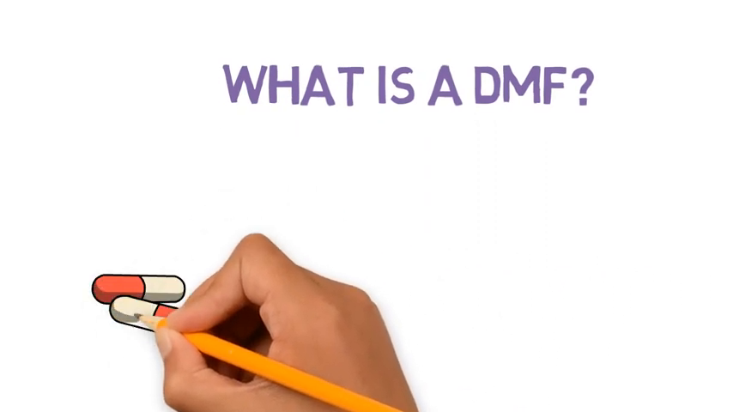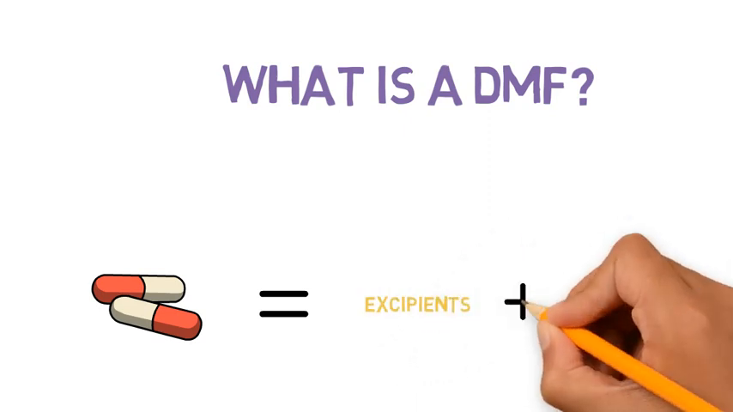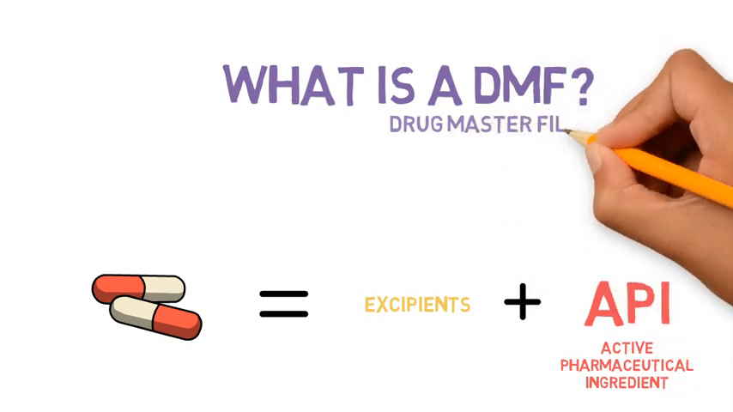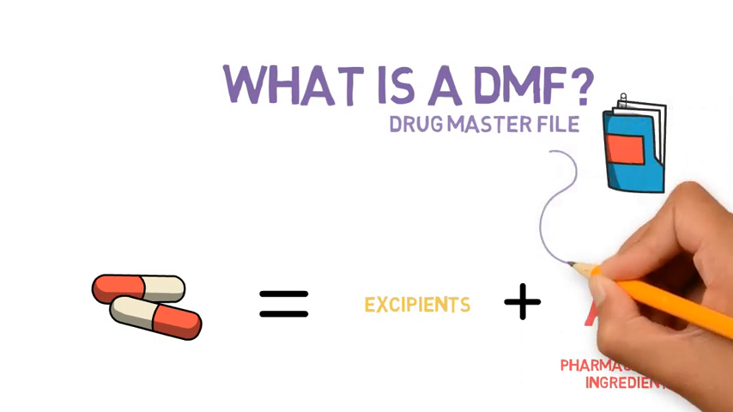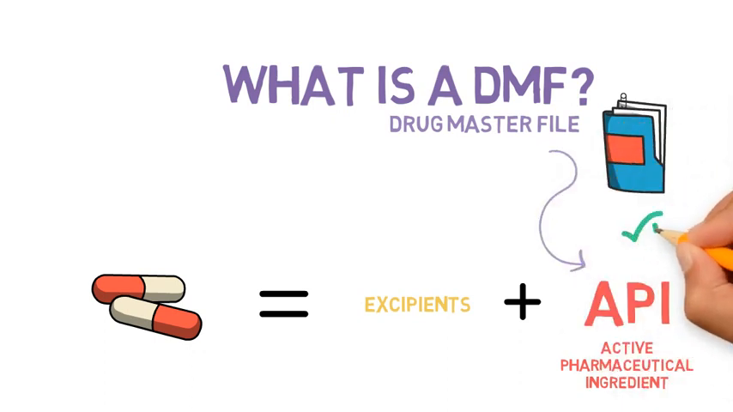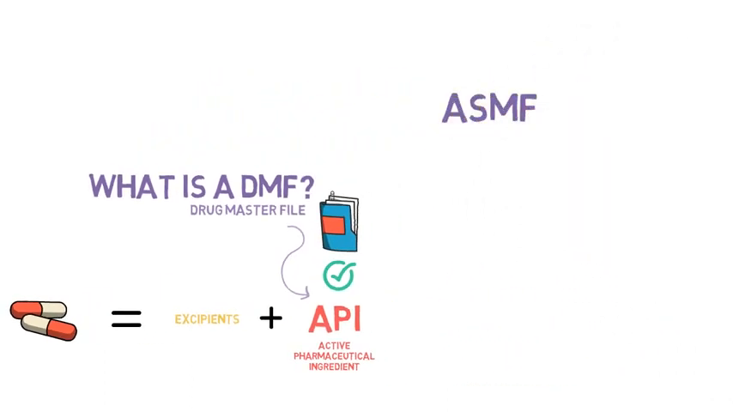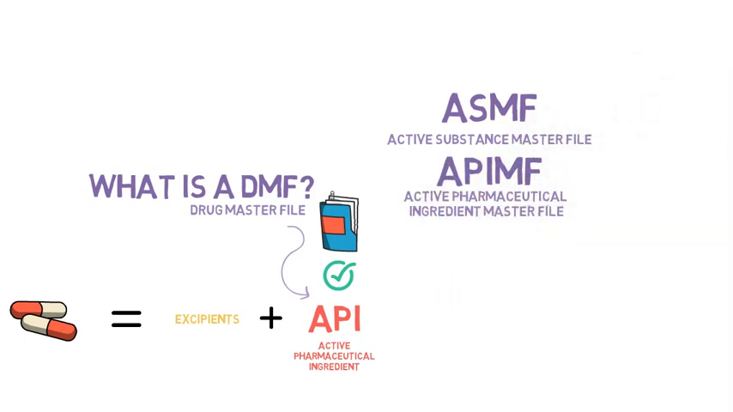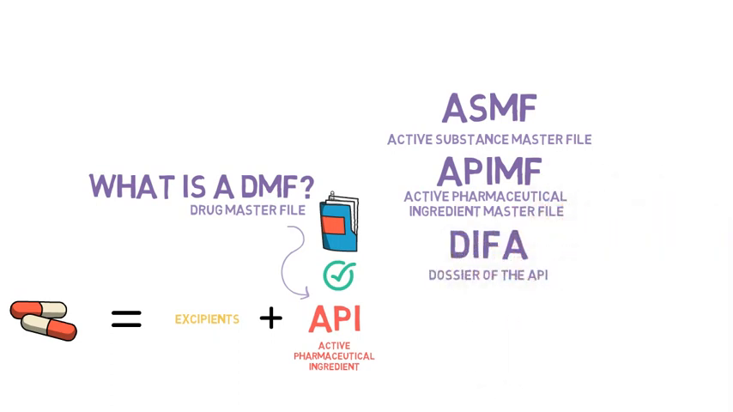What is a DMF? Any drug product is actually a combination of excipients with one or more APIs, active pharmaceutical ingredients, that is, the component responsible for the therapeutic effect. DMF means Drug Master File and corresponds to the main document which describes the quality of a specific API. Depending on where we are, it may also be called ASMF, Active Substance Master File, APIMF, Active Pharmaceutical Ingredient Master File, or DIFA, Dossier of the API in the case of Brazil.